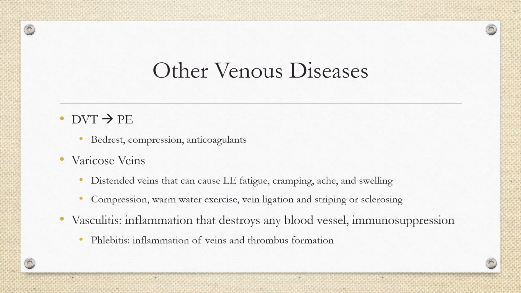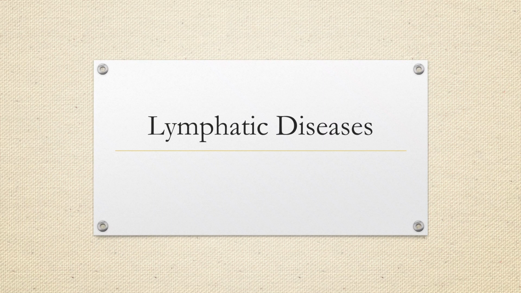They can sclerose them, where they put a sclerosing agent in the vein, which blocks it off so that it can't be used. And then vasculitis, which is going to be an inflammation within the blood vessel that ends up destroying the blood vessel. And we might also see phlebitis, which is an inflammation in that area as well. So those are just some terms to be familiar with.